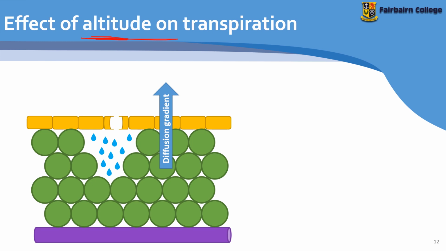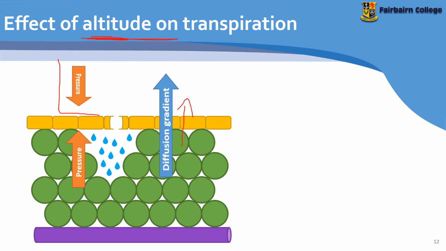So what does this mean for plants? Well, as discussed earlier, plants have an internal pressure, but that internal pressure works against the pressure on the outside, the atmospheric pressure. And this atmospheric pressure is around about 101.3 kilopascal, if I remember correctly. But the higher you go above sea level, this pressure decreases. And as this pressure decreases, the diffusion gradient increases, which means more water will escape out of the plant.